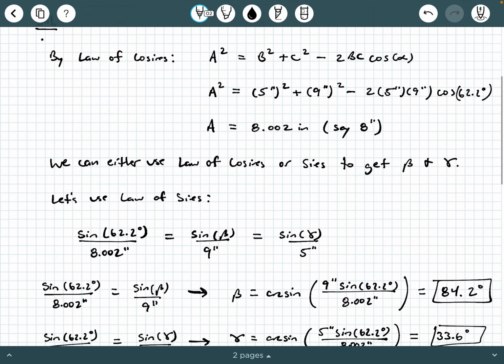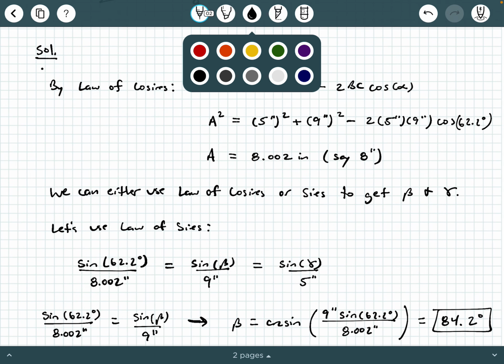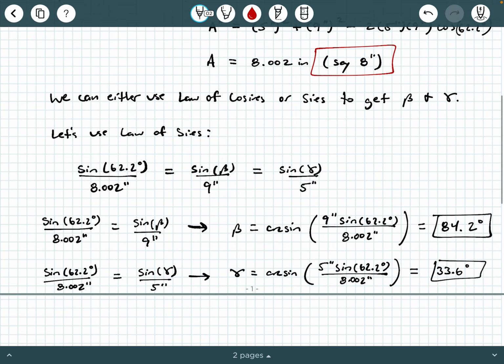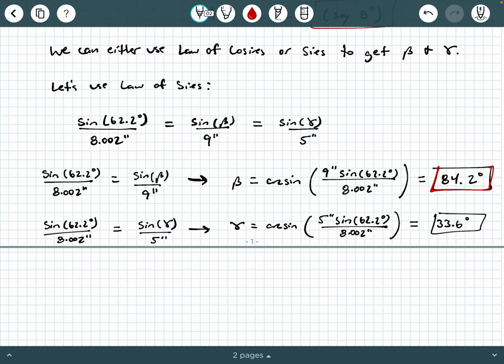Okay, so your final answers are A is 8 inches, beta is 84.2 degrees, and gamma is 33.6 degrees. And those are your final answers for this.